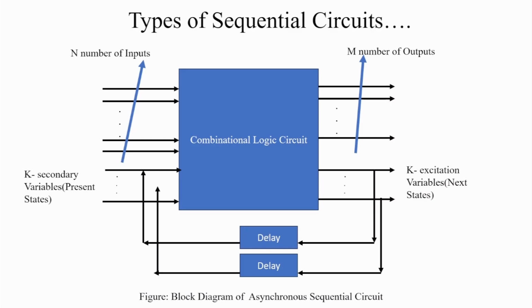Here some delay elements or past outputs are connected in the form of feedback, and these act as a delay. In the asynchronous sequential circuit there are n inputs and m outputs. Here k excitation variables are connected in the form of delay memory. Delay is a short form of short memory, meaning the element is available in memory only for a short duration of time. Based on this delay, the final outputs and the next states are generated.